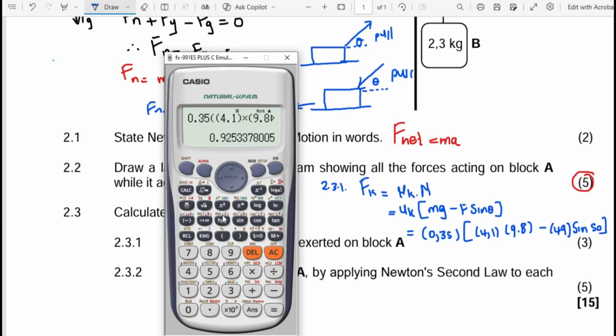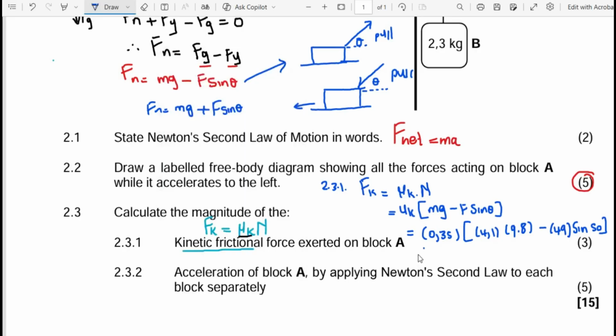Okay, so this gives me 0.93 if I round it off. Therefore, my frictional force, the kinetic friction, is 0.93. Then you are done. You'll definitely get those 3 marks.